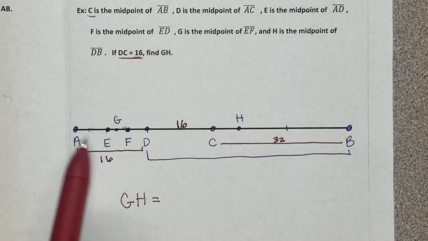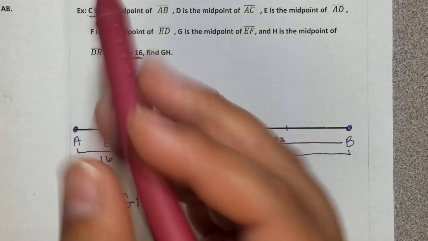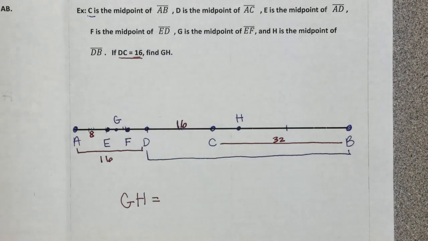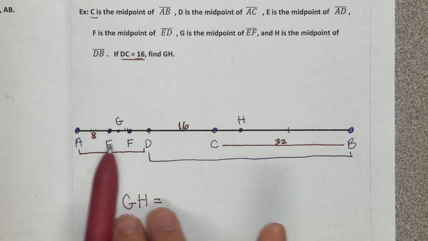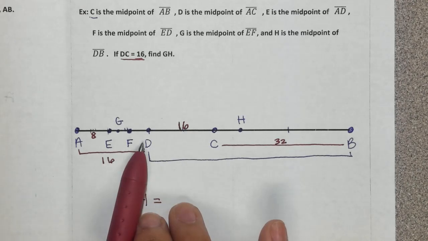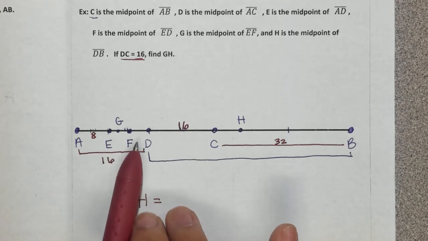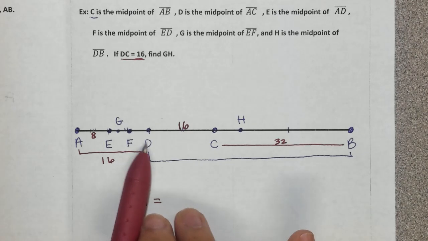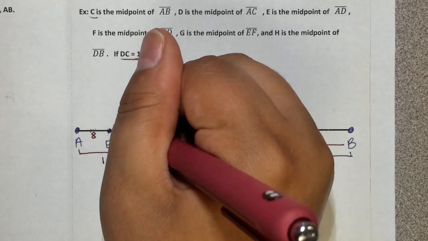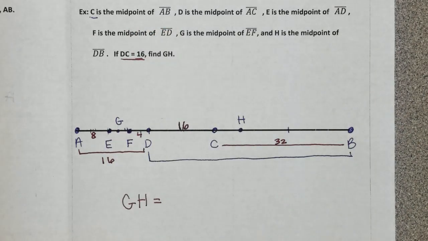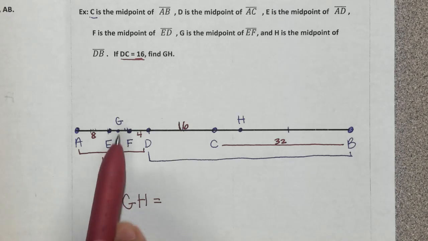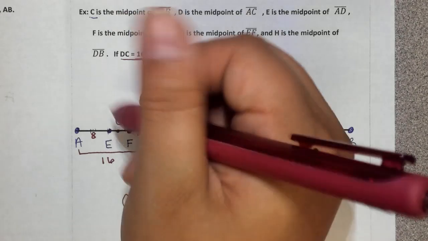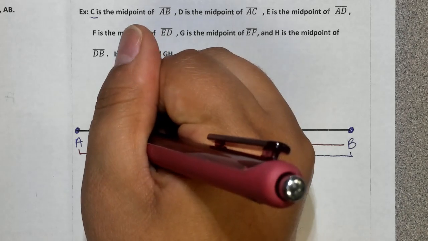What's AE going to be? 8. So that means ED is 8, right? Because E is the middle of AD. I'm not going to write it there because it's a little confusing. But if I know E to D is 8, what's F to D? 8. No. E to D is 8. What's F to D? 4. And E to F is? 4. So what's G to F? 2. And E to G?